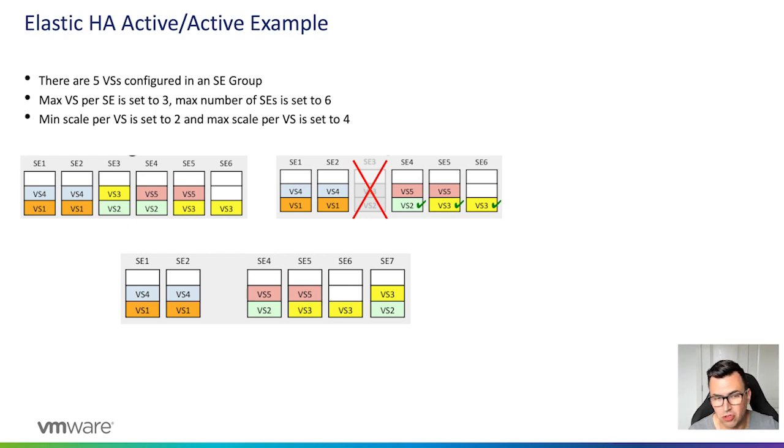Now, what the controller will do, if it loses communication or it cannot reach that service engine, it determines that the service engine is down. After a period of time, it's going to recreate or deploy a new service engine in this case. And once that service engine is ready, then it's going to place the VS3 and VS2. Now, because VS3 and VS2 were already running on different service engines, there's no impact to the traffic.